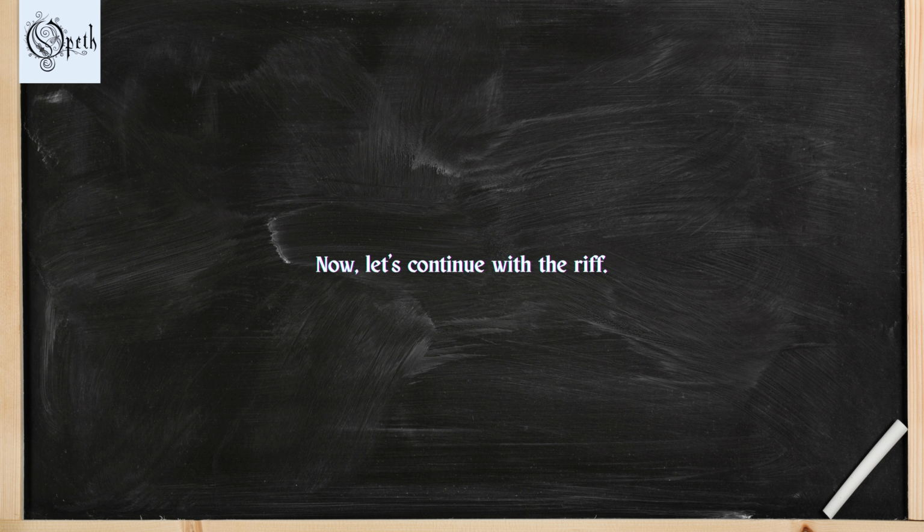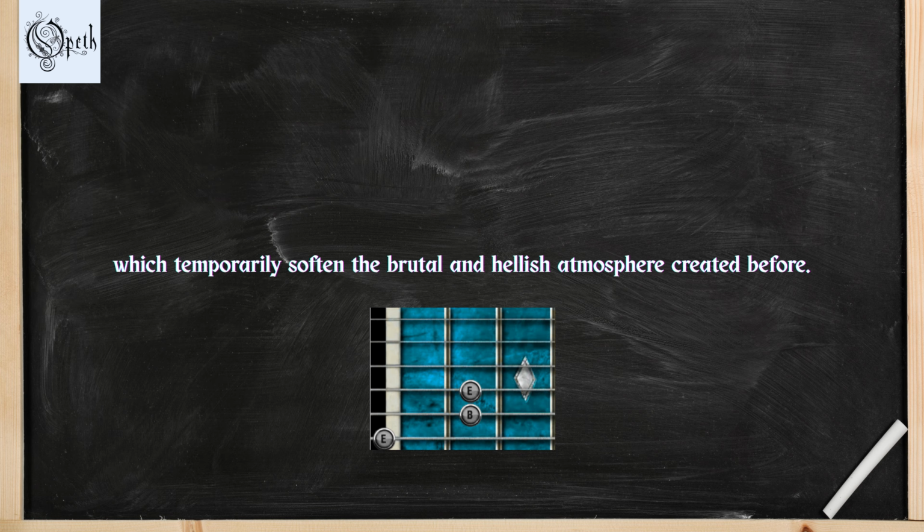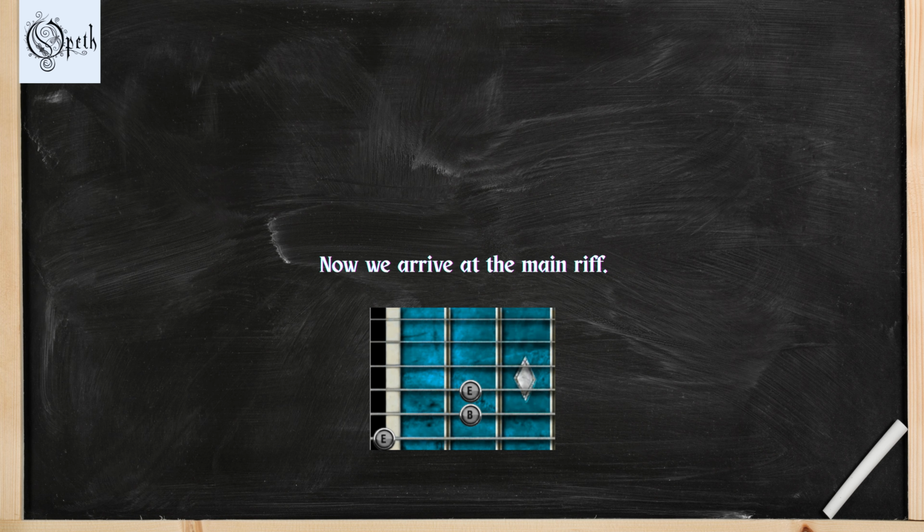Now, let's continue with the riff. Here, we face a chord made of E, B, E. Analyzing the feeling between these notes reveals two strong, calm, and stable emotions, which temporarily soften the brutal and hellish atmosphere created before. Now we arrive at the main riff.